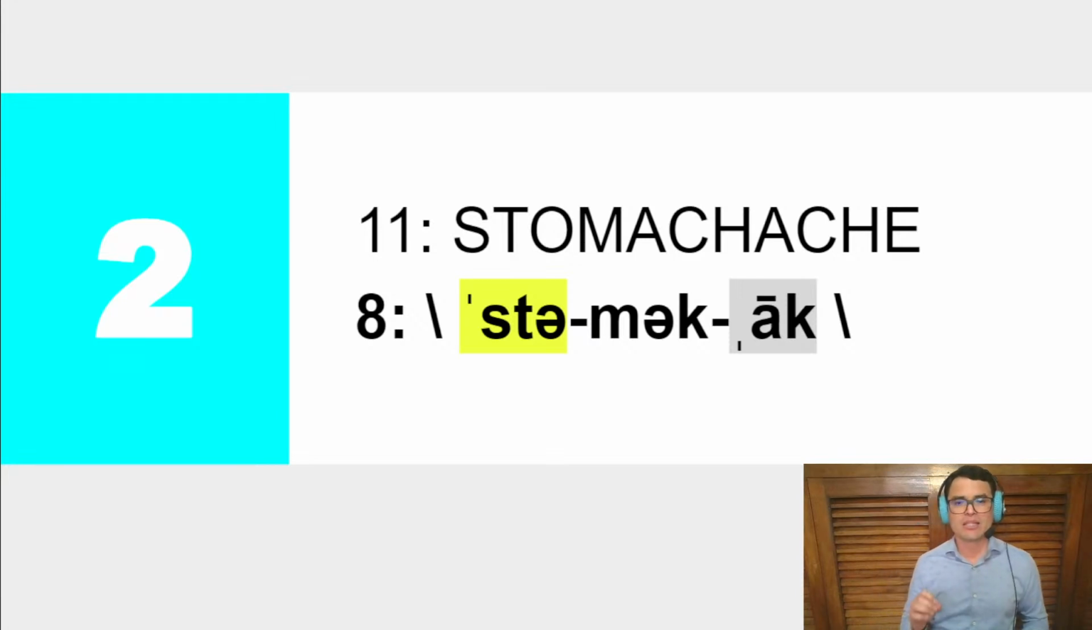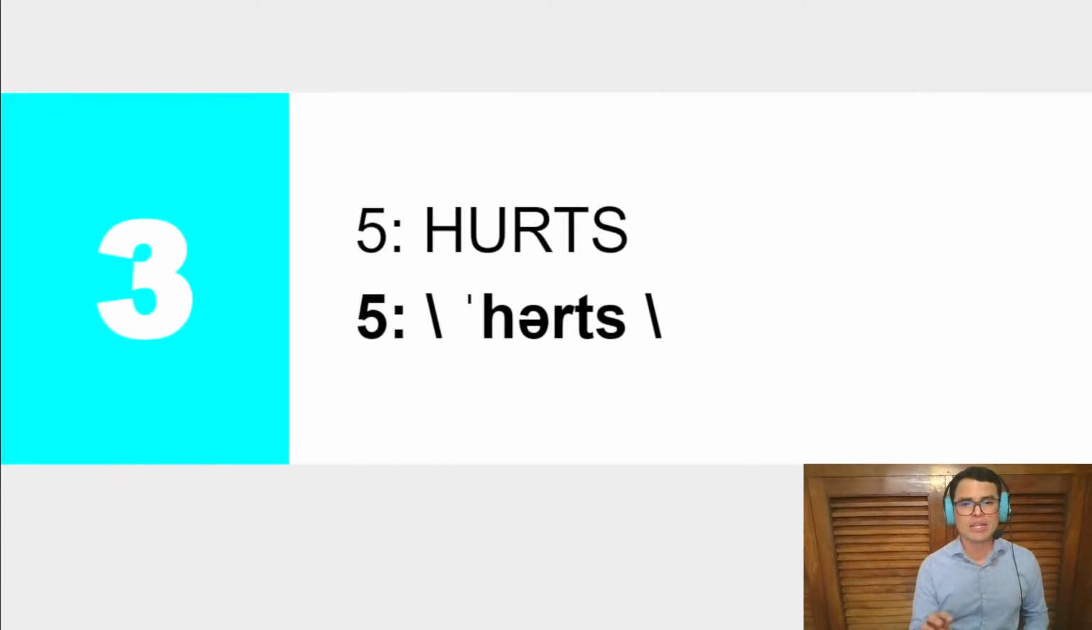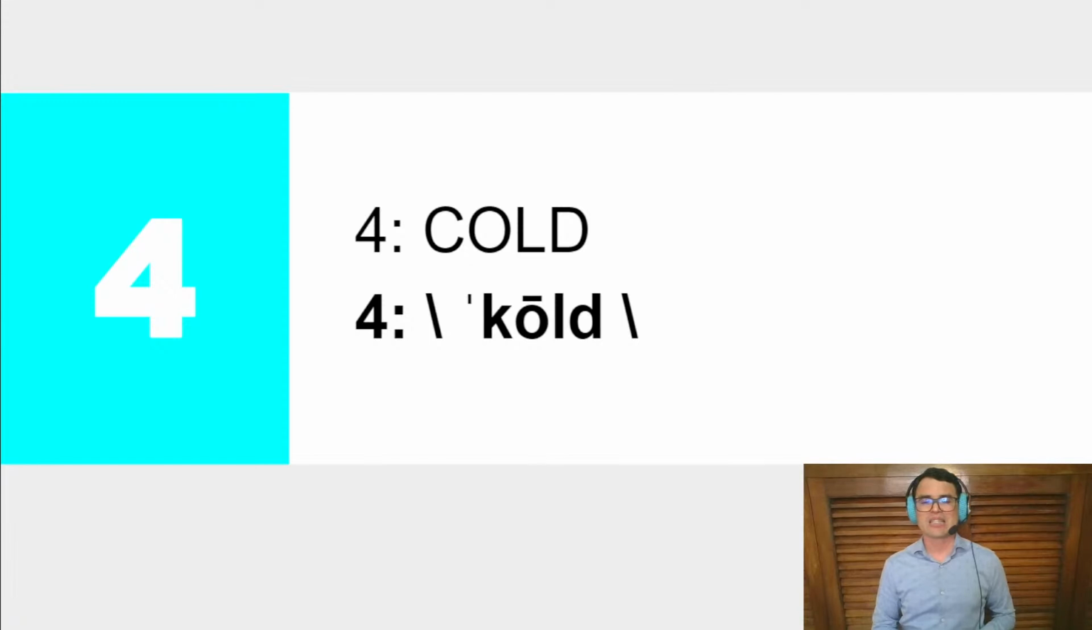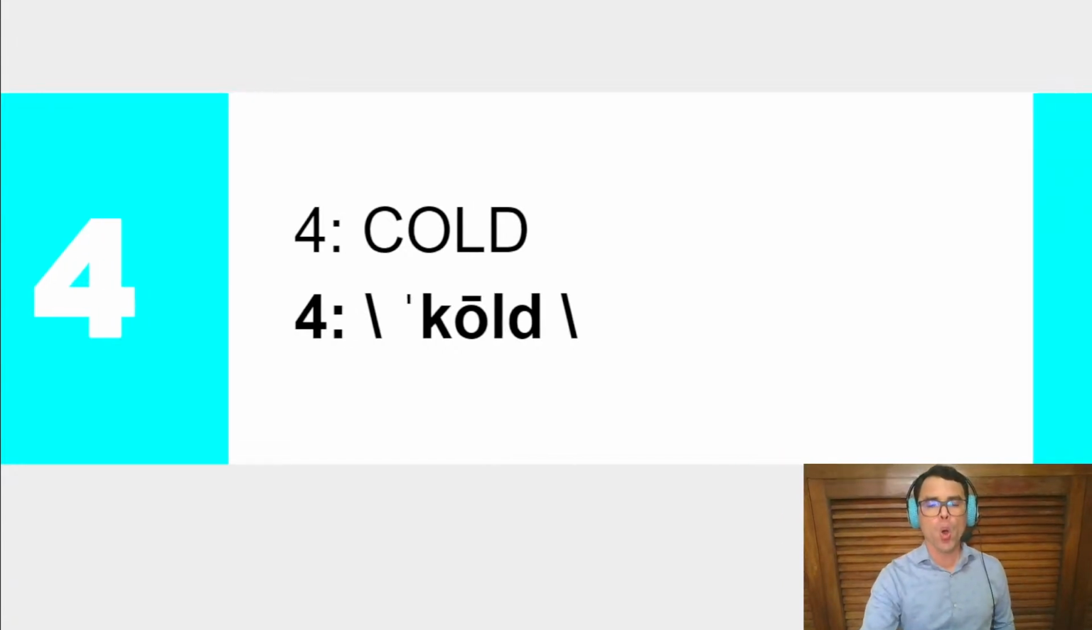Stomach ache. Number three, five letters, five sounds. U when you write it, schwa when you pronounce it. Hurts. Okay, next, four letters, four sounds. You write it without an O, and you pronounce it with an O with a hat. That is O. Cold.